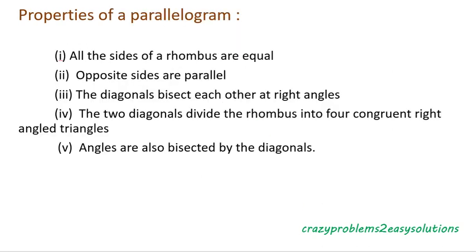Properties of a rhombus. All the sides of a rhombus are equal, and opposite sides are parallel. The diagonals bisect each other at right angles. The two diagonals divide the rhombus into four congruent right triangles. If we draw the two diagonals, we get four congruent triangles, and the angles are also bisected by the diagonals.